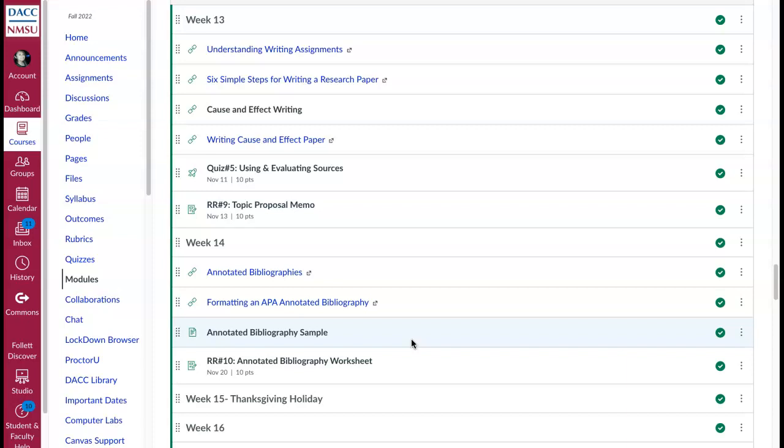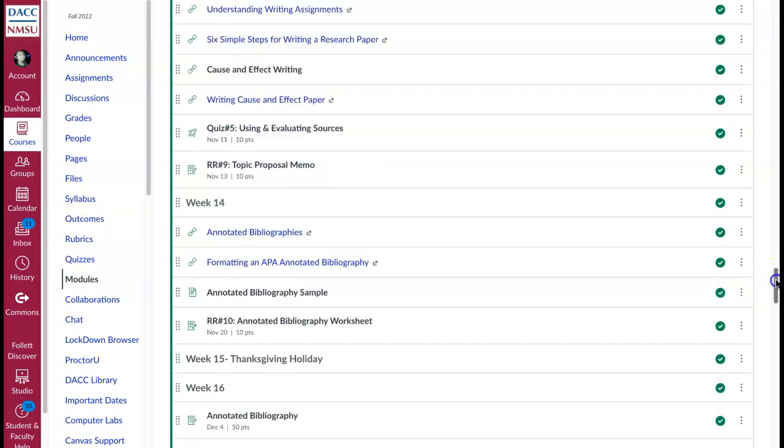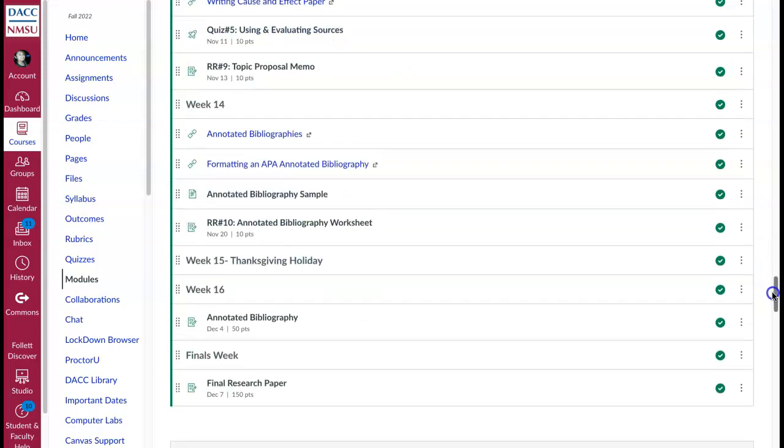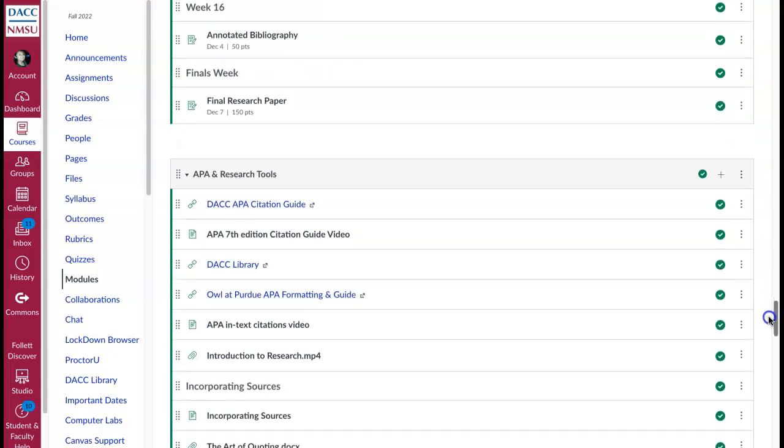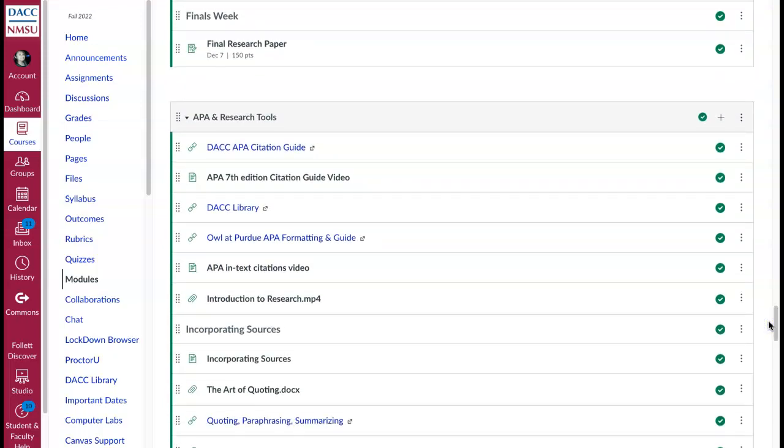research paper. And of course, there's more specific information about the annotated bibliography in week 14, because that's a separate assignment. But I just wanted to explain why it's included in the research paper module, because you're essentially working with the same sources. Then in the last module, we have APA and research tools.